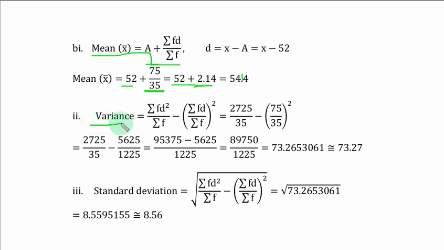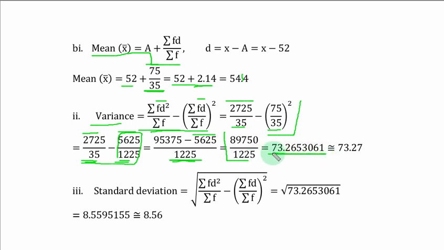Then variance. This is the variance formula from the table. Summation fd squared is this. Summation fd is 75 over summation f, 35, all squared. Here is also 35. When you square this bracket, you have this result. What we have here is fractions subtraction. You find the LCM of 35 and 1225. This is the LCM. If you divide the LCM by 35, you use that result to multiply this, you have this result. You divide the LCM by the second denominator, you have 1 times this, it remains the same. When you subtract, you have this result. After division, you have this.